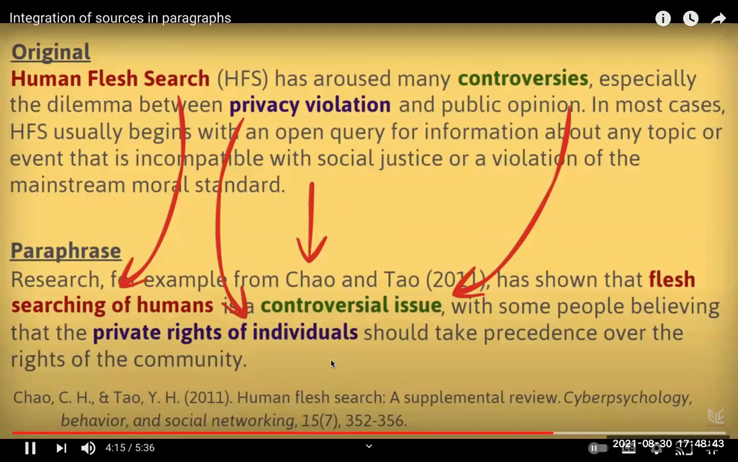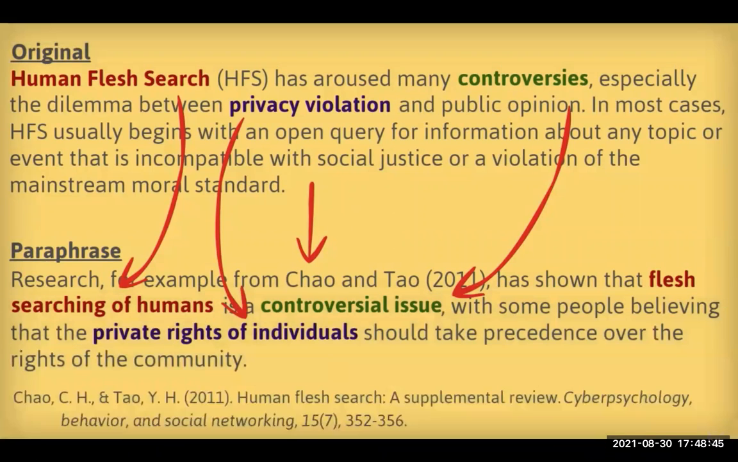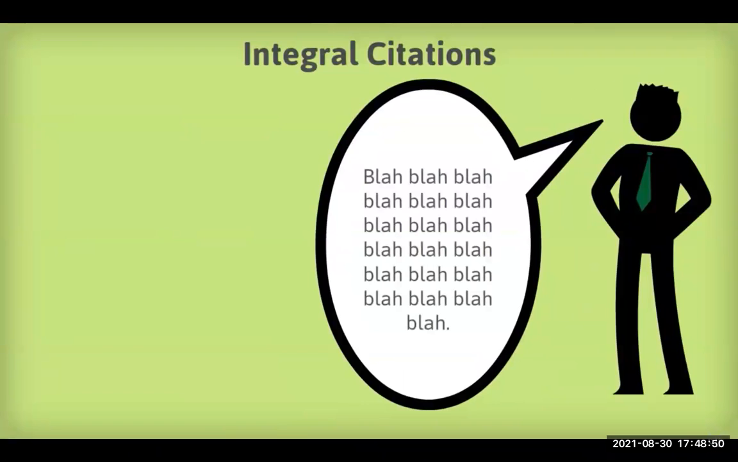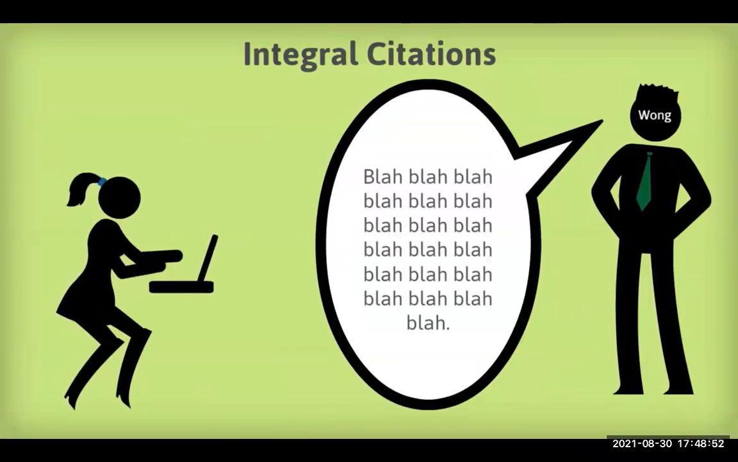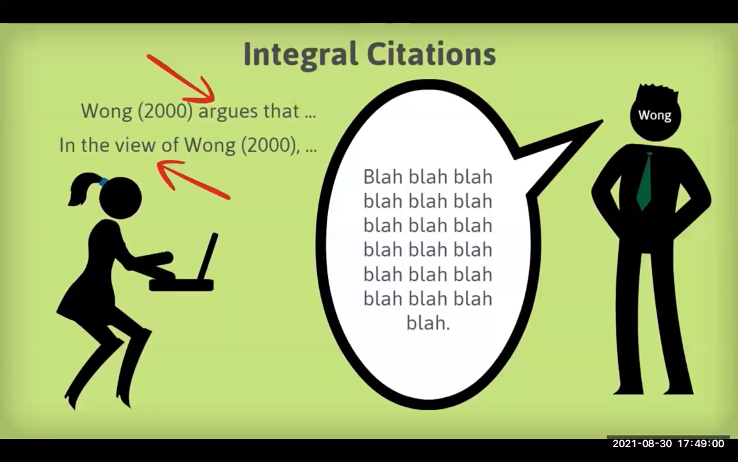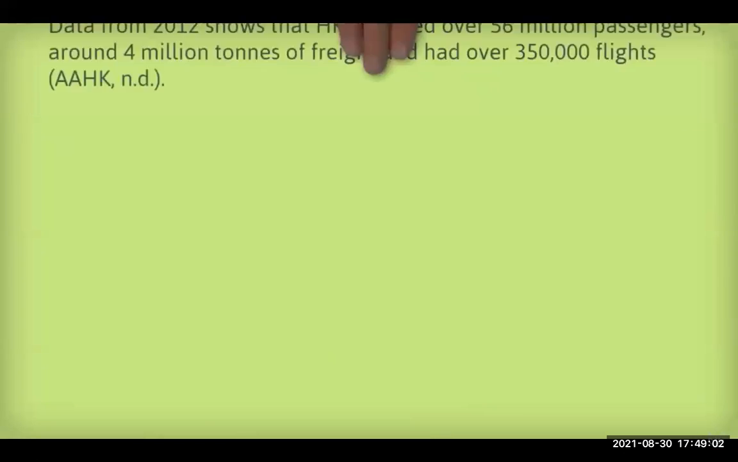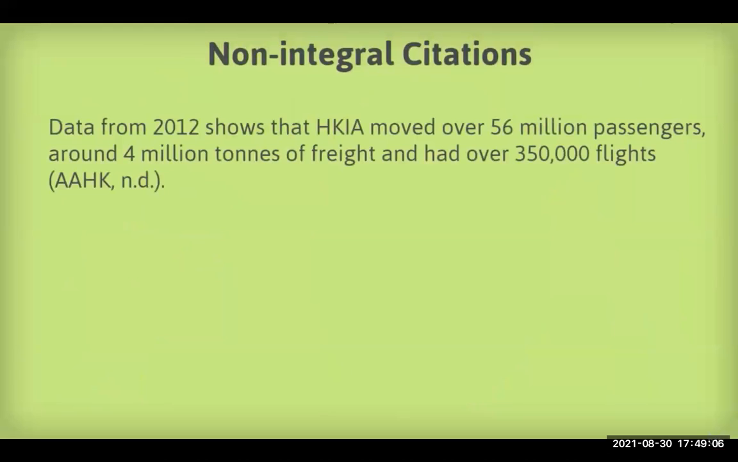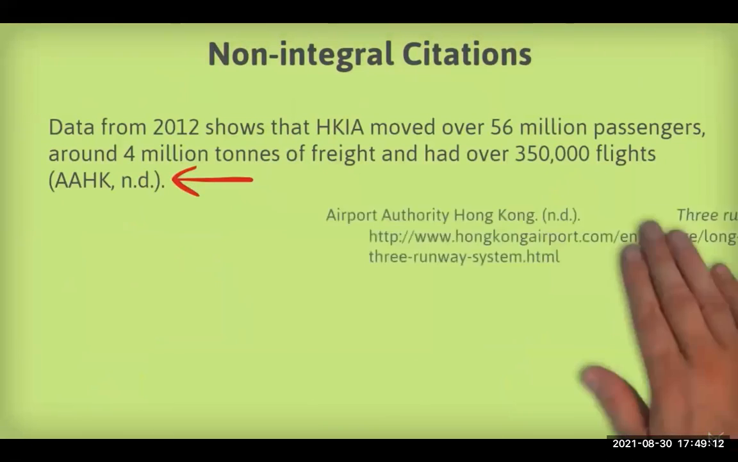Integral citations. This means a citation that is part of a sentence. We often use integral citations when we want to highlight the author. With integral citations, you need to introduce it using a reporting verb such as argue, or an introductory phrase such as in the view of. However, if you want to highlight the information in a paragraph, then you can use a non-integral citation. As you can see in this example, the information is more important than the author, so author details are put in brackets at the end of the sentence.